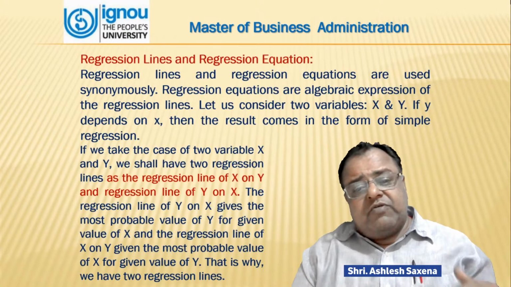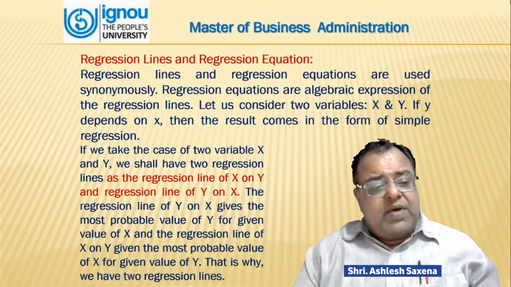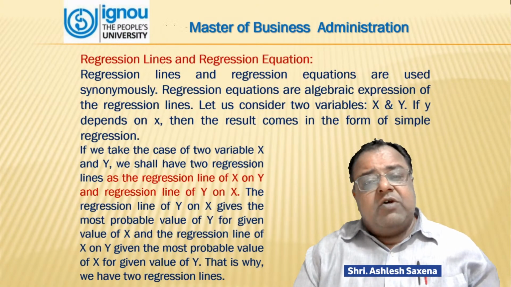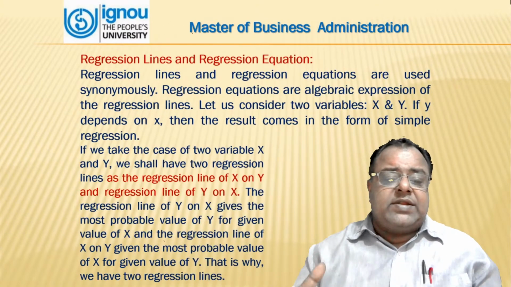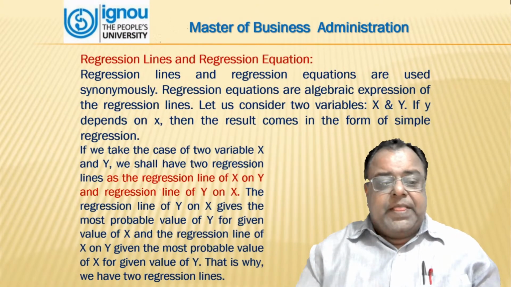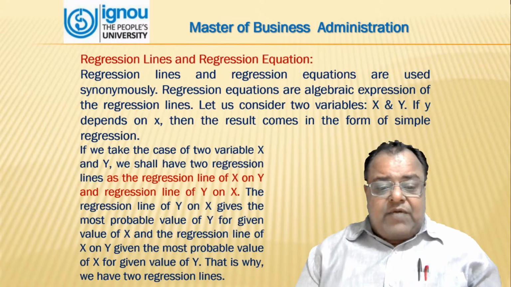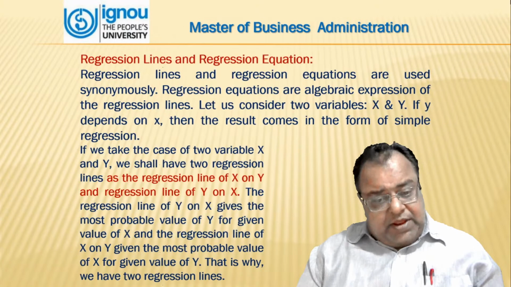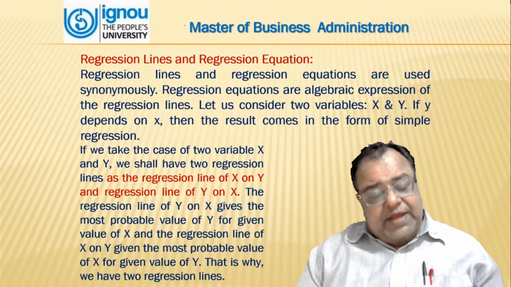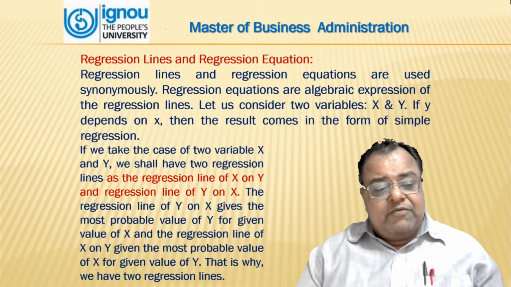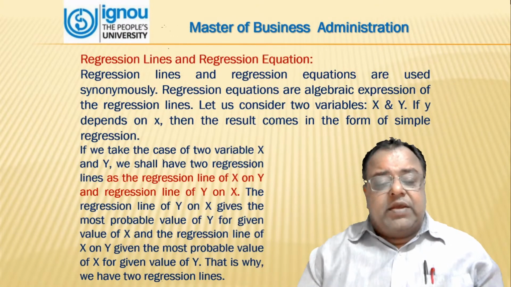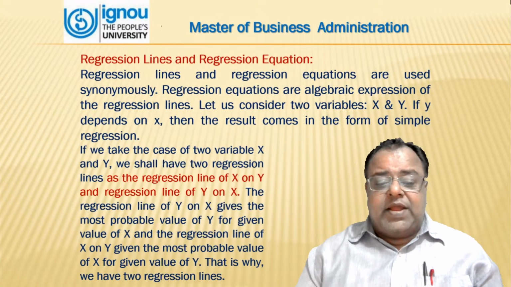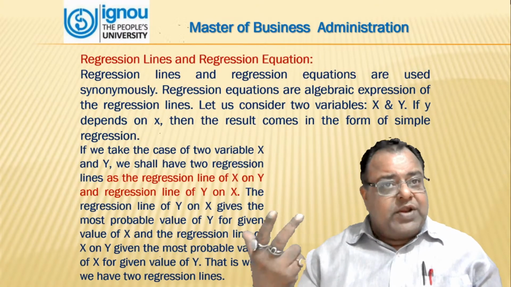If we take the case of two variables, x and y, we shall have two regression lines: the regression line of x on y and the regression line of y on x. The regression line of y on x gives the most probable value of y for a given value of x, and the regression line of x on y gives the most probable value of x for the given value of y. That is why we have two regression lines.